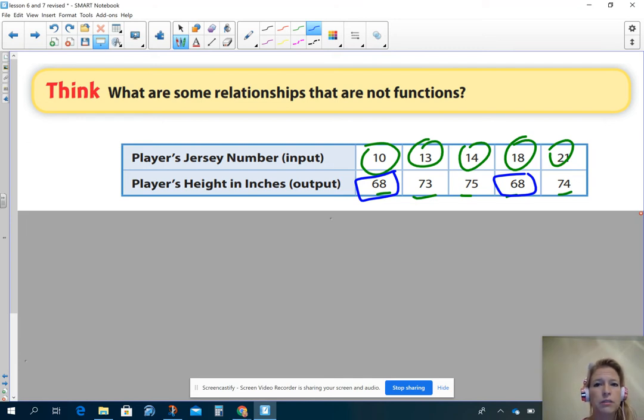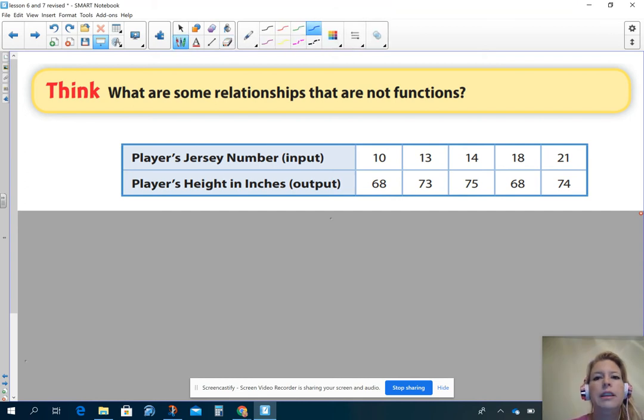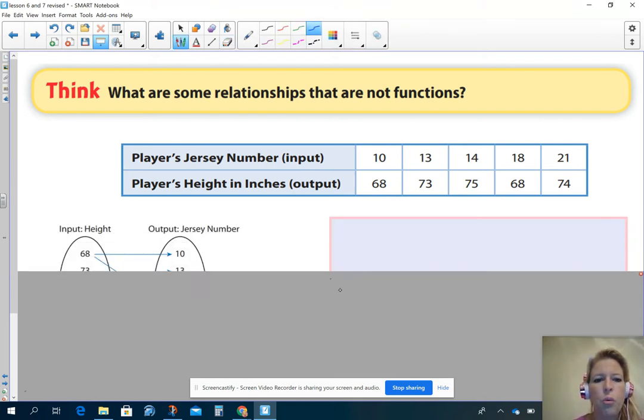Is that okay? So if I'm looking on the basketball court and I'm trying to find the numbers and who plays where, is that okay that I have 2 people that are the same height with different jersey numbers? Oh, that is okay. All right. So is this a function? I have an output for each input. Yes.